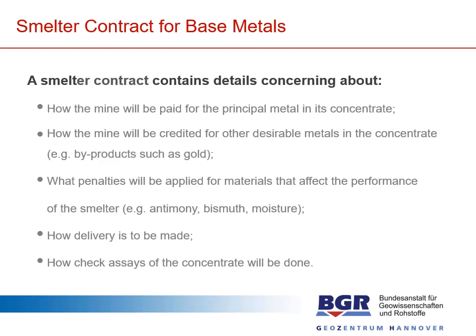Other things that are fixed in the smelter contract are how the delivery is to be made and how check assays, so the grade of the principal metal and the byproducts, will be done, in order to avoid problems between the mine and the smelter afterwards when they cannot agree on how to do the assays. So this is all fixed before in the contract, so you have a reliable document, and everything regarding the price and how to determine it is fixed in this smelter contract.